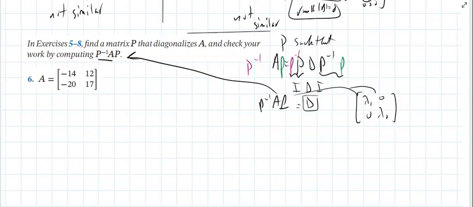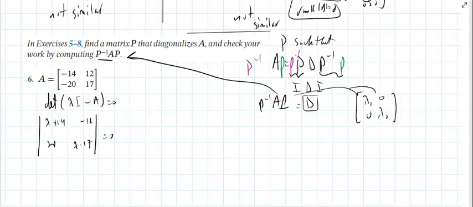So let's start. We find the determinant. That's how we're going to find P. The determinant of lambda I minus A would be equal to 0. So we're going to find the eigenvalues and eigenvectors. That's going to be lambda plus 14, negative 12, 20, and lambda minus 17 equal to 0. So that would be, and those numbers are not very pretty, lambda plus 14 times lambda minus 17 plus 240 equaling 0.